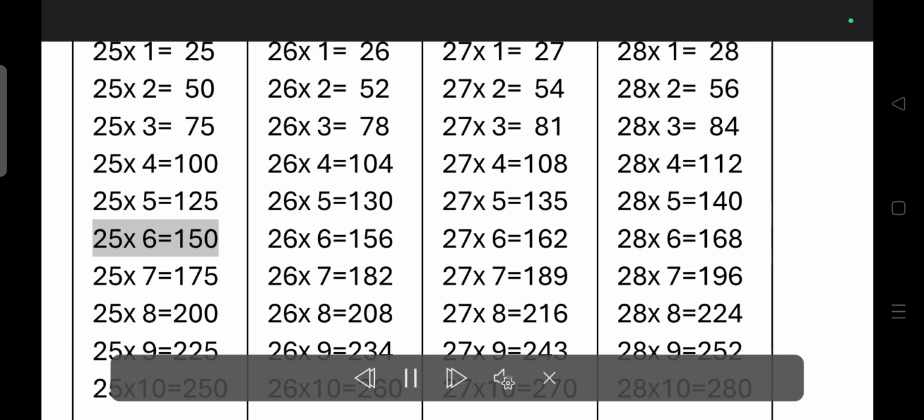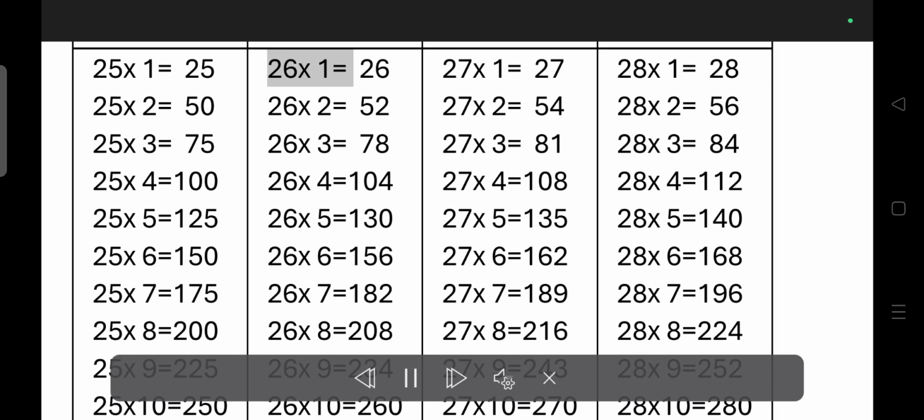25 times 6 is equal to 150. 25 times 7 is equal to 175. 25 times 8 is equal to 200. 25 times 9 is equal to 225. 25 times 10 is equal to 250.